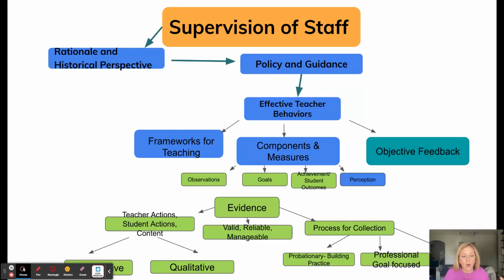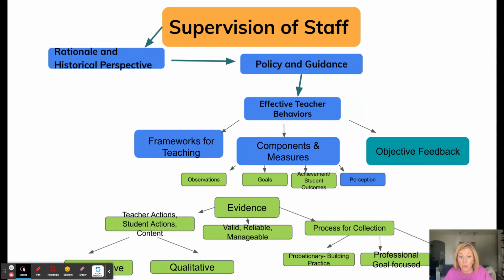When we look at the overall learning map for our class, we are still on our third week, really focusing on the components and the measures of an inclusive evaluation process. This week, we are going to be looking again at observations. We are also going to touch on teacher identified goals, and we are going to be connecting observations to student outcomes.